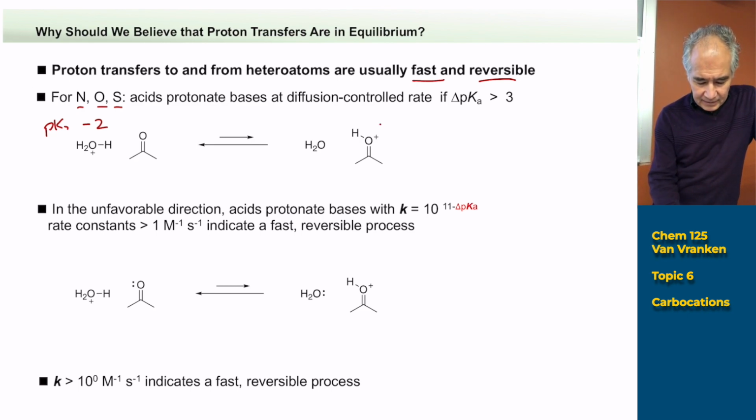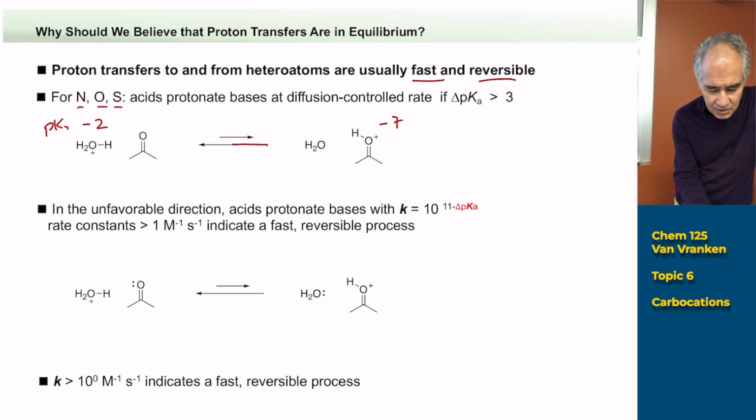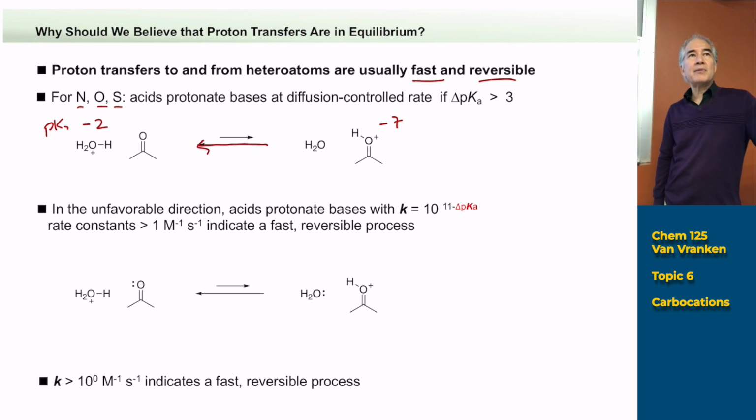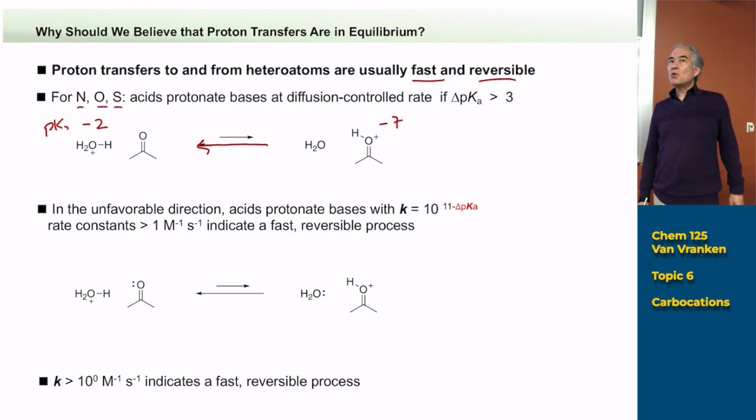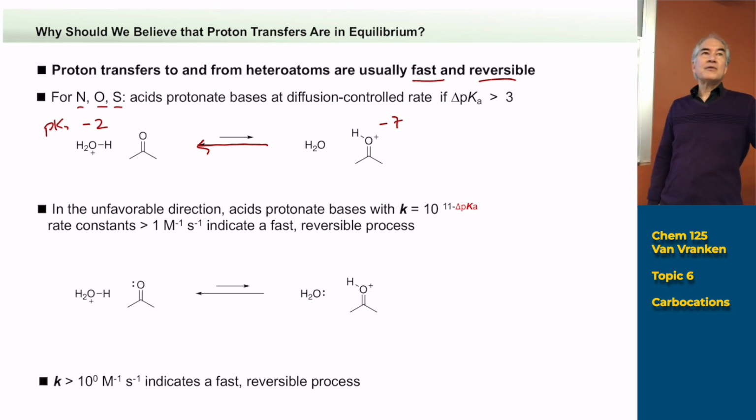Yeah, it's -7. Okay. Which of these is more acidic? pKa -7 or pKa -2? Yeah, -7. And that pushes the equilibrium back in this direction. That's the favorable direction. And one of those is more acidic by more than 3 orders of magnitude.